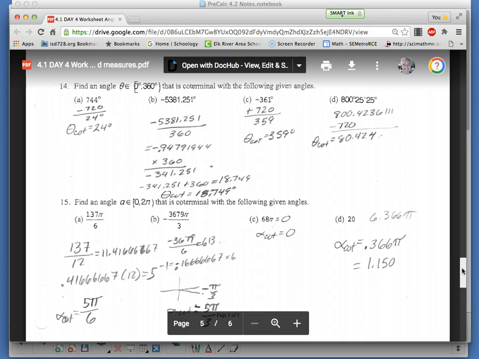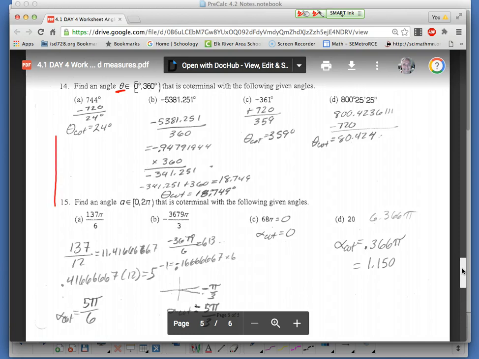Okay, let's talk about 14. I'm looking at find an angle theta. Now the notation means I want the angle, my answer, between 0 and 360. A couple of them are kind of nice because, like 744, that's 24 more than 720. That's 2 full revolutions, right? And that's why I just decided to subtract 720. I'm asking for the angle that is coterminal with the given angle.